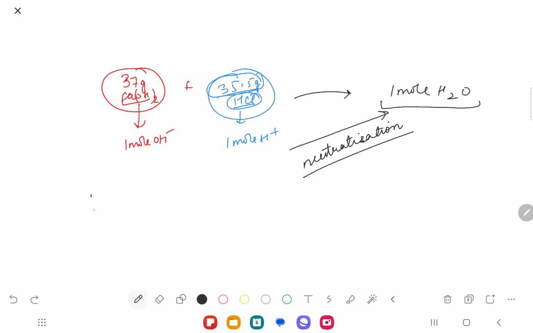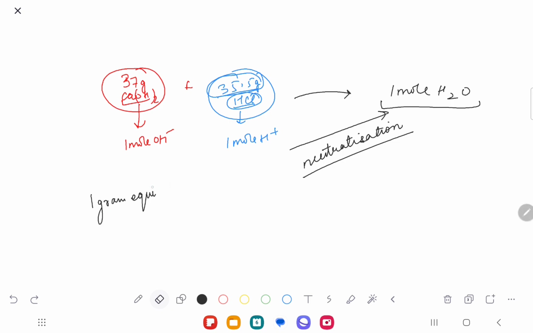when 1 gram equivalent of a base. So 1 gram equivalent is nothing, it's just a name. Don't consider that it is something like 1 gram. No, no, no. It is like a packet, like the dozen. The dozen means 12. Score means 20, right? So it's that kind of group name.